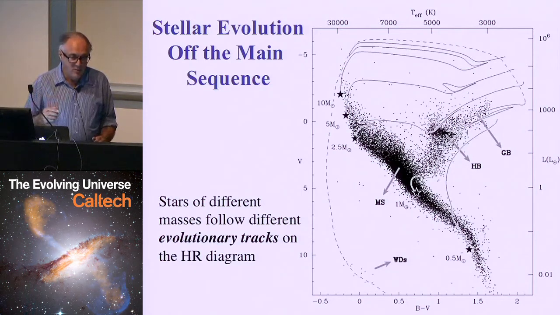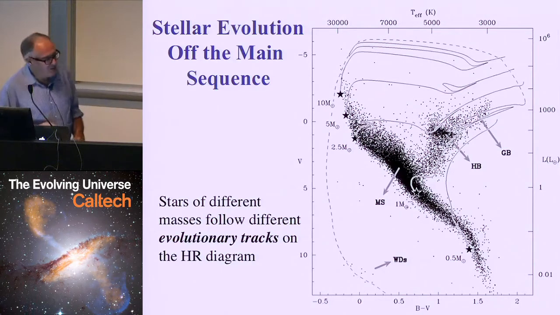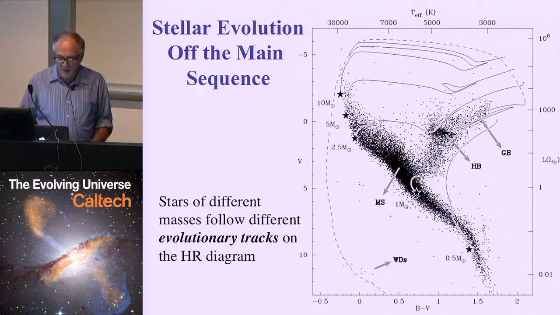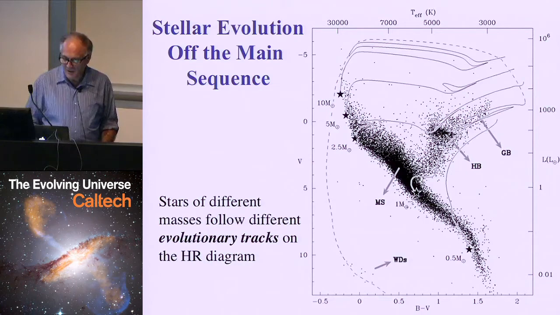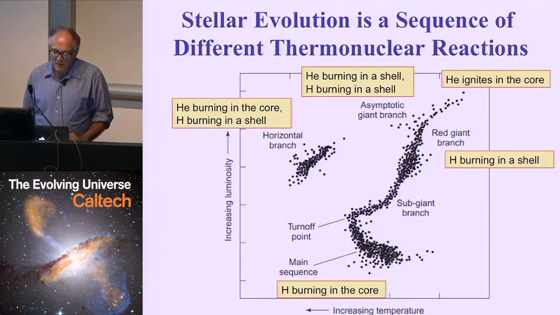These evolutionary tracks are computed from theory, and they seem to work fairly well. You notice that some stars, massive stars, make some strange loops up there, and that's because they go through a wider variety of thermonuclear reactions. Eventually, the cores of stars become white dwarfs. So let's take a look at this.